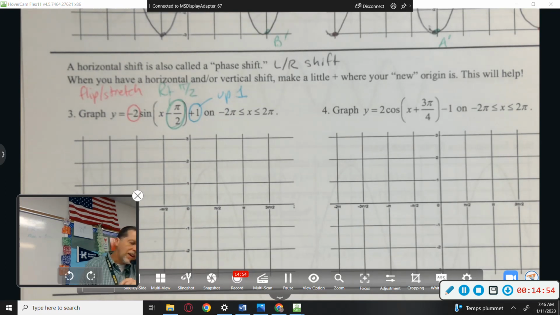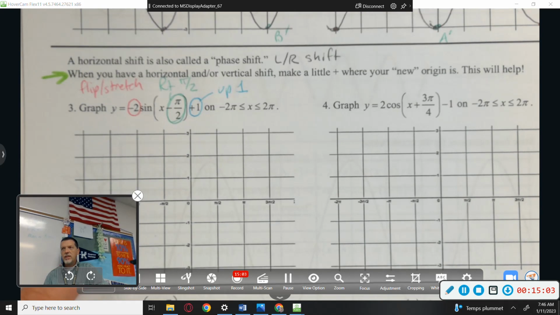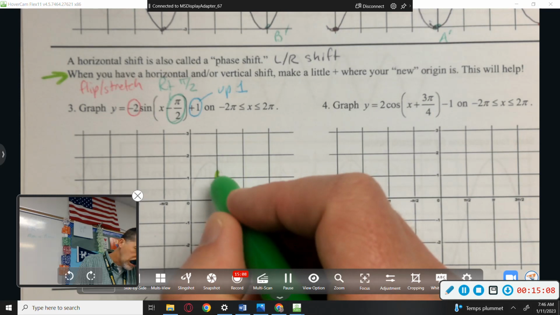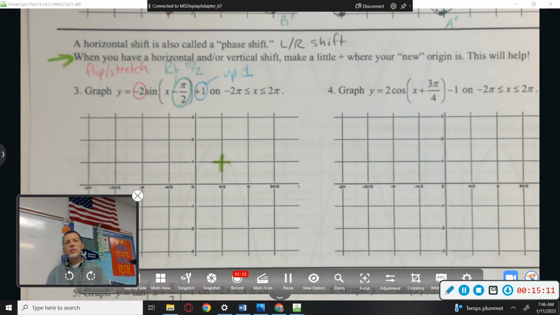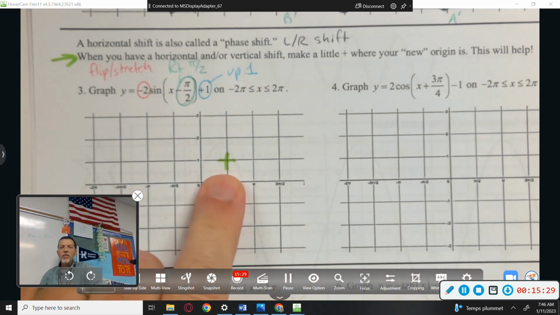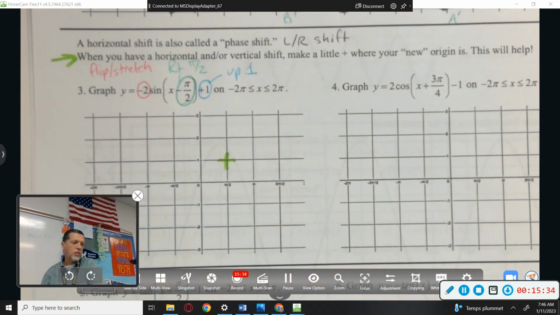Okay, this is a great hint right here. When you have a horizontal and or vertical shift, make a little plus sign where your new origin is. So I'm going to go right pi over 2 and up 1. Sometimes I'll do it with a highlighter so I can see it better. But that's my new origin. And if I base everything off of that starting point, then I don't really have to account for the pi over 2 and the plus 1 anymore, because I just shifted the whole thing and I'm going to start there. So I don't have to worry about those two transformations anymore.